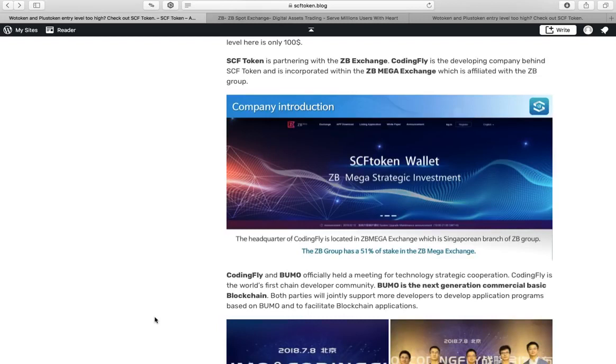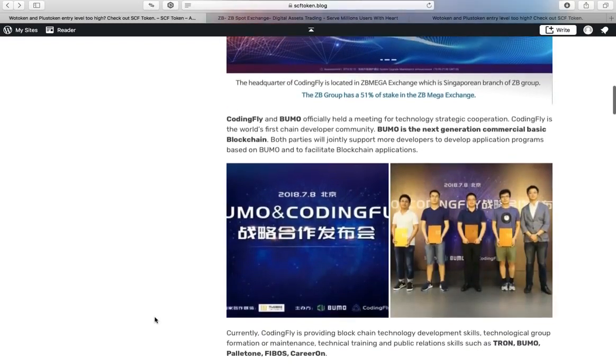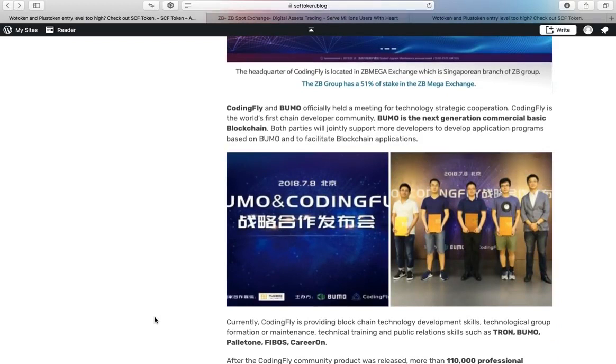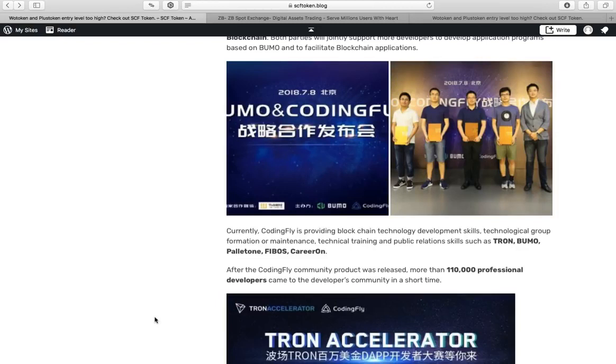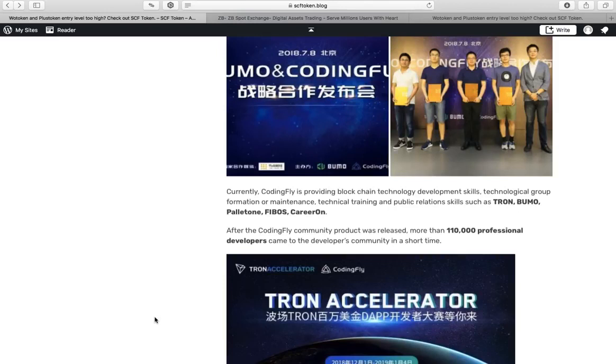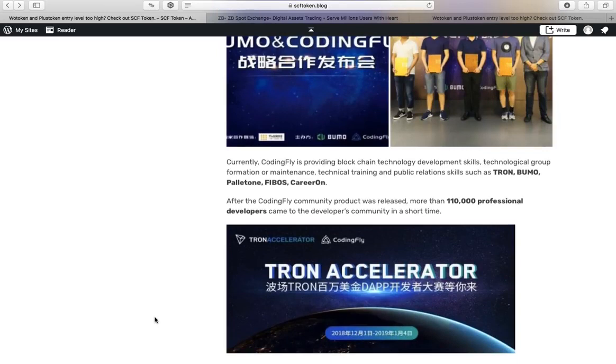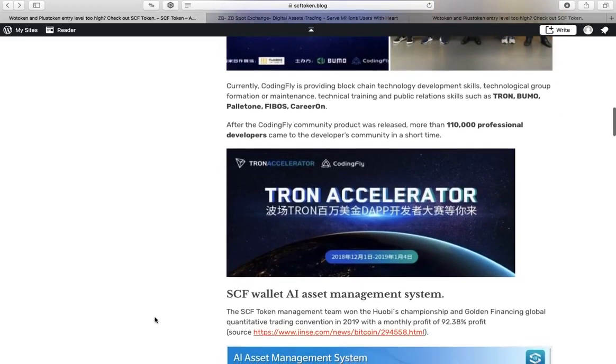And CodingFly, this is the developing company behind SCF token. They will be doing all the coding, all the developing, and they would own all the intellectual property. Yeah, exactly. And then CodingFly would also partner up with Boomo, which is a community of developers that specialized in blockchain applications. And yeah, here you see a picture of one of their meetups, and I don't know exactly where it was, but that was one of their meetings. CodingFly is actually involved in development of big projects like Tron, for example. And CodingFly is a huge community, as I said, and they have more than 110,000 professional developers, and many of them would be focusing on blockchain-based solutions.